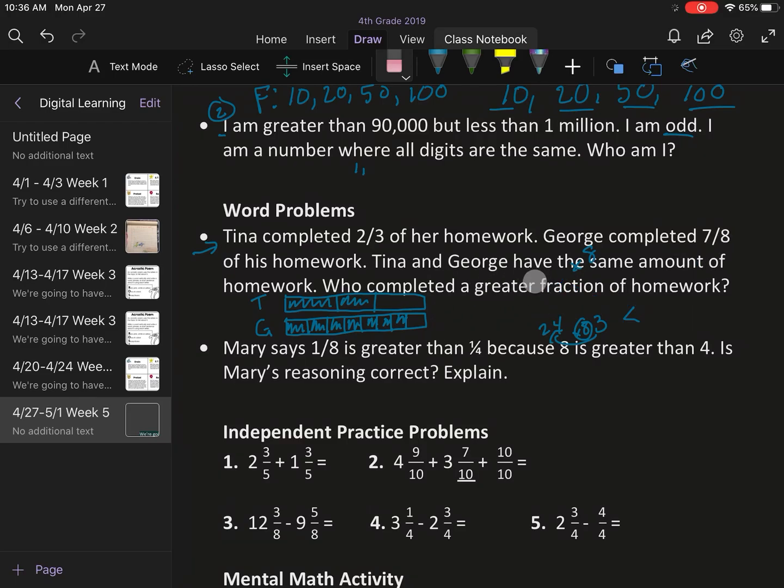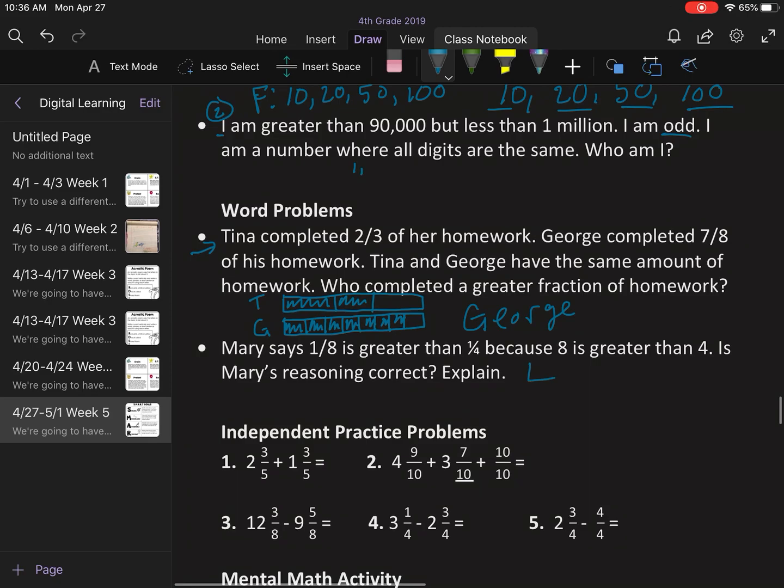Now on to our next one. Mary says that 1/8 is greater than 1/4 because 8 is greater than 4. Is Mary's reasoning correct? Explain. So just to check with a model first, here is the same amount. Here is 1/4. Here is 1/8. 8 pieces. And just looking at that, we see this 1/4 is bigger. So right away we know that Mary is not correct.